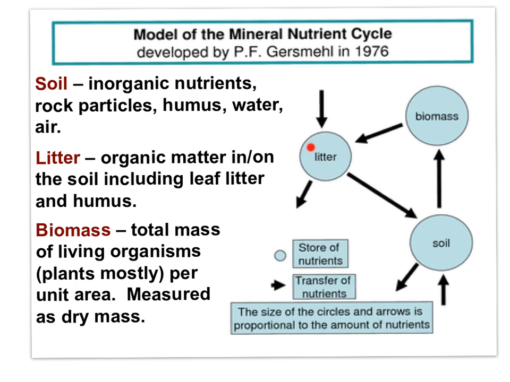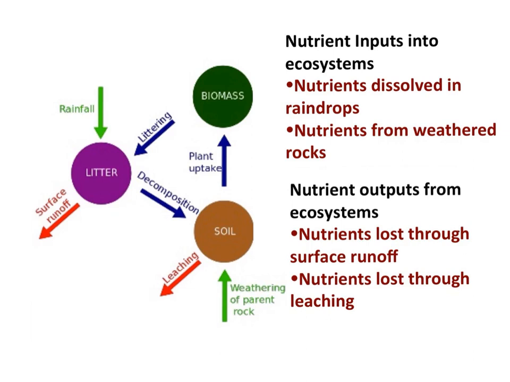Plants take up their carbon from the air in the form of carbon dioxide. The storage of nutrients in the litter would be organic matter in or on the soil, including leaf litter and humus. Humus is partially decomposed organic matter. The storage of nutrients in biomass is the total dry mass of living organisms, plants mostly, per unit area. The uptake of nutrients from the soil to the plants represents the uptake of nitrogen and phosphorus.